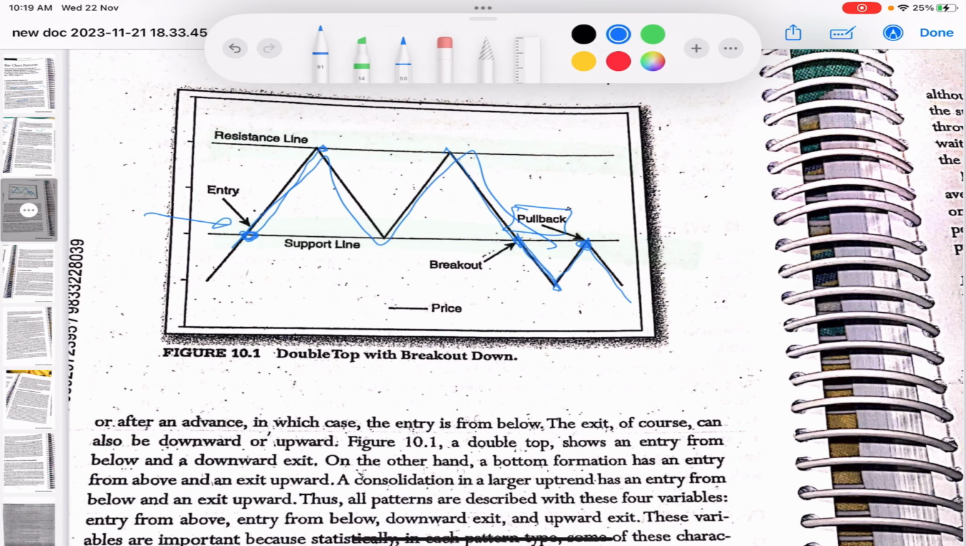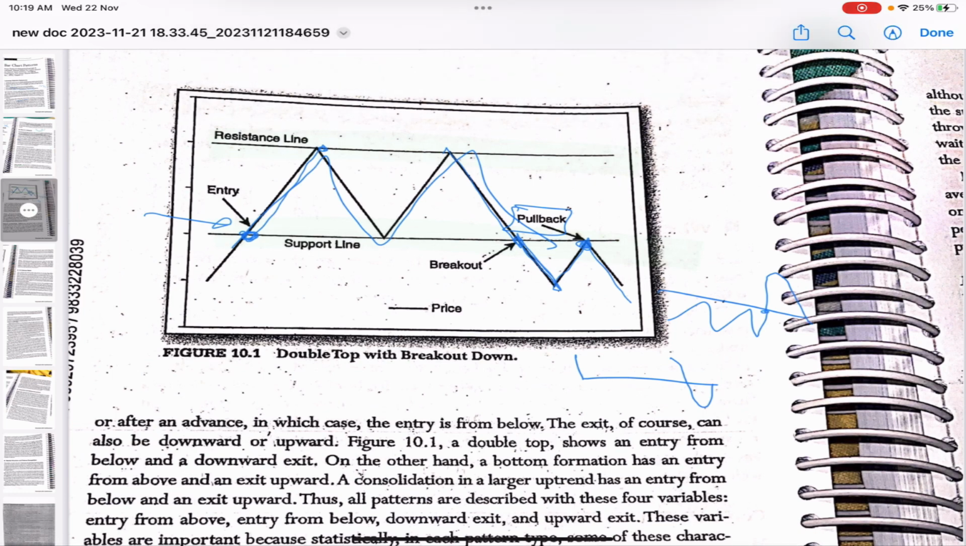There are two terms which are used in CMT. One is the throwback, and one is the pullback. Pullback is when there is a breakout of the support region and it comes back, it pulls back up. And throwback is when there is a breakout from the resistance region and then it throws back. So that's the difference between pullback and throwback.